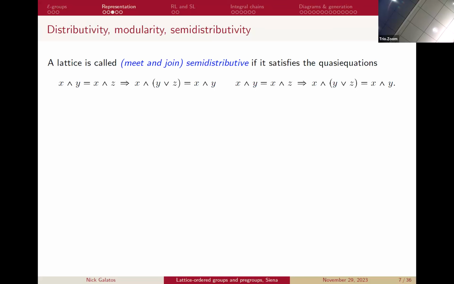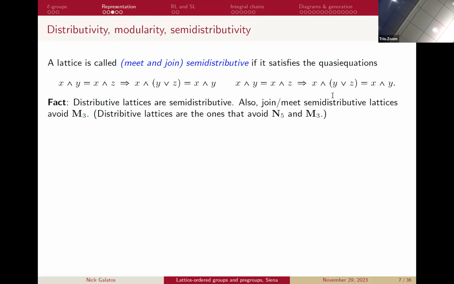Just to remind you, weaker versions of distributivity is semi-distributivity. So meet semi-distributivity is this implication: if X meets the same way with Y and Z, it will also meet the same way with their join. And the analog for join semi-distributivity. If you have both of them, then we call the lattice semi-distributive. Distributive lattices are semi-distributive, so this is a generalization, a relaxing of that.